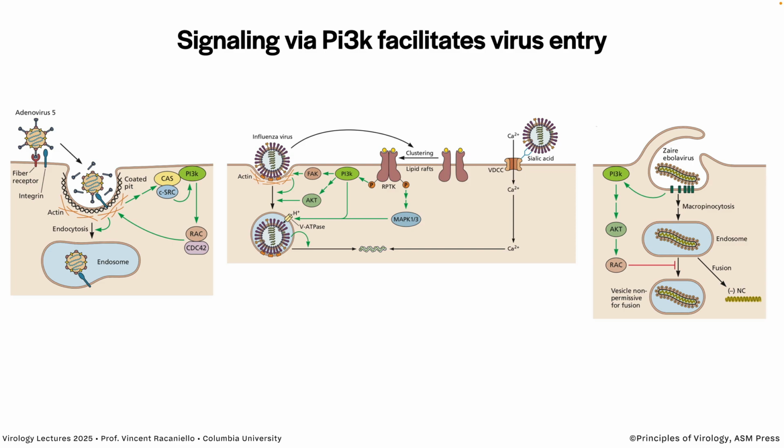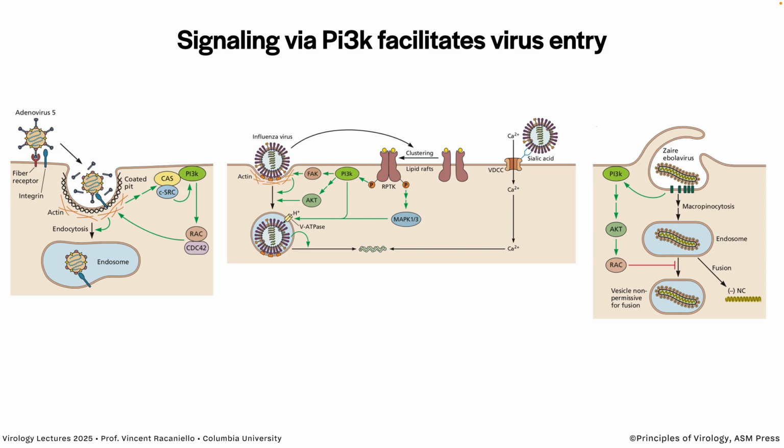And finally, Ebola virus there on the right. You remember it's taken up by macropinocytosis, and it ends up in an endosome. This time the signaling has another kind of beneficial effect. So the binding to these cell surface proteins during macropinocytosis activates PI3K, AKT, and then RAC. RAC inhibits the endosome from fusing with lysosomes, which is a bad thing because the virus would be degraded.